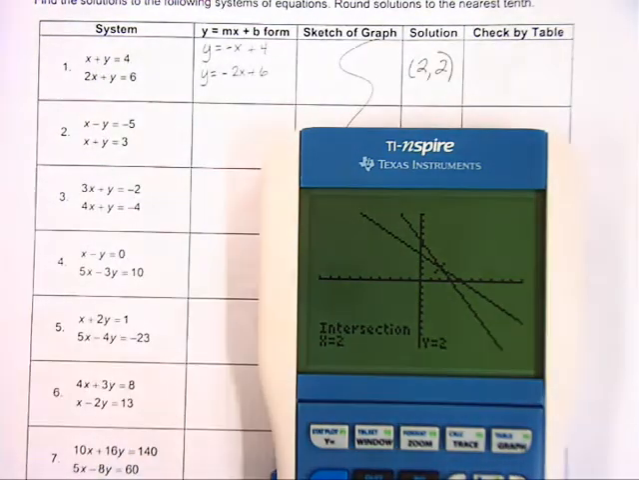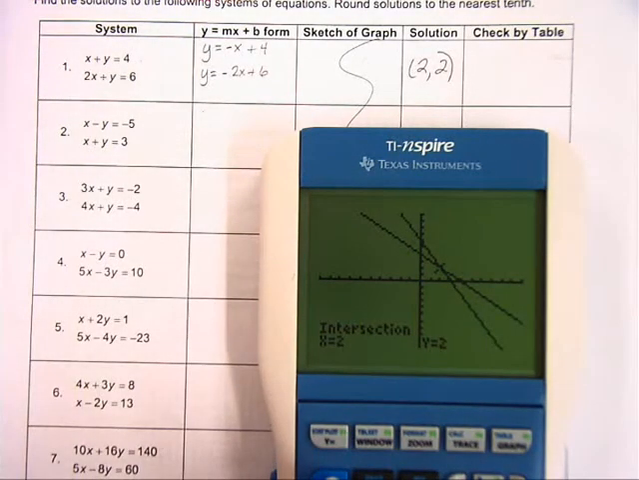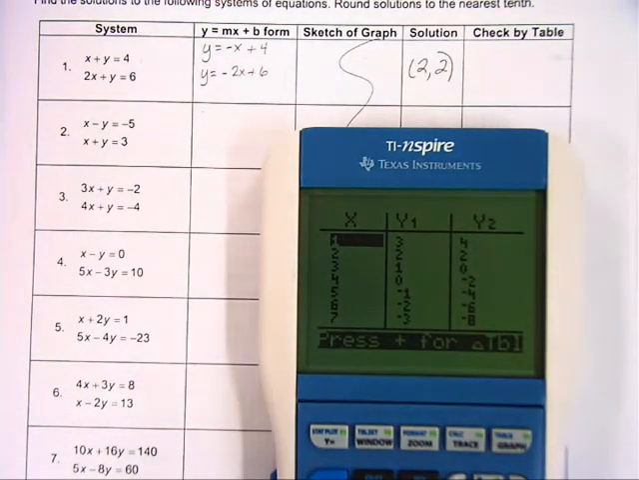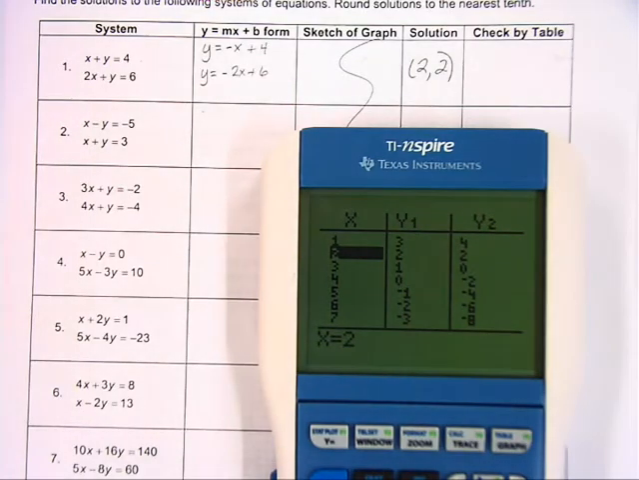Now, I want us to check by the table, because what happens in the table? Let's go see. Hit second, graph, which will take you to the table. Now look for, yes, you're looking for the point where the y1 and the y2 are the same. Now it just happens that the x is also 2. It does not have to be all 3 of them the same. The x can be something different. But for it to be the solution, the y1 and the y2 have to be the same.